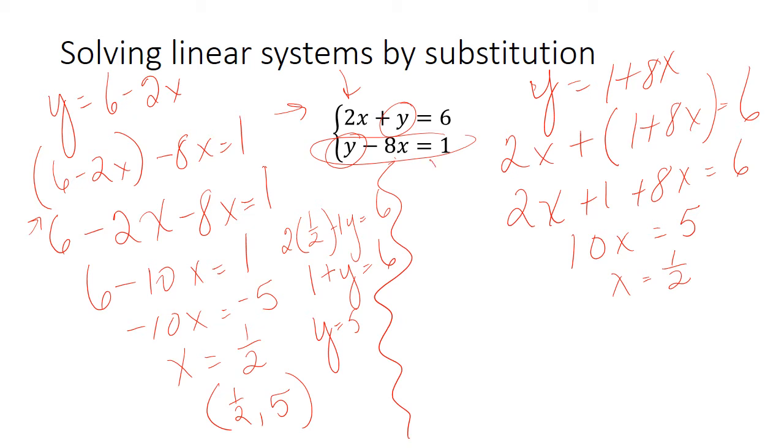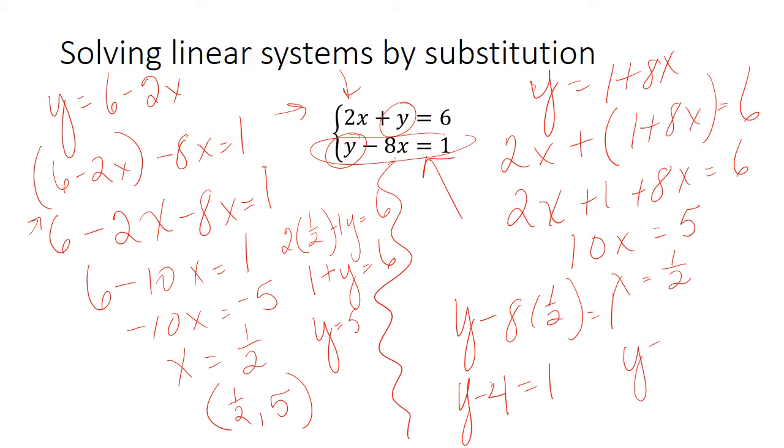When I plug that back in, let's plug it into this equation this time. We have y minus 8 times 1/2 equals 1. Negative 8 times 1/2 is going to give us negative 4. So that is y minus 4 is equal to 1. When I add my 4 to the other side, I will get y equals 5. So my point once again is (1/2, 5). So it doesn't matter which one you solve for, which one you plug it back into, you're going to get the same answer.